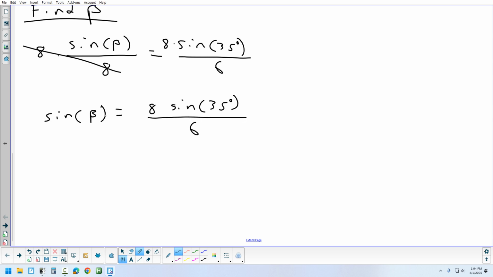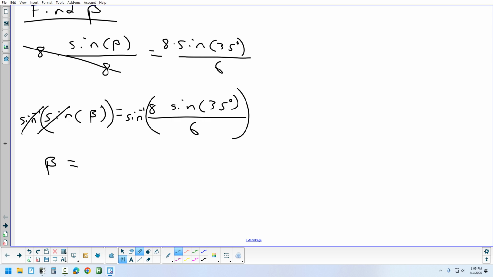Now, what do we have to get rid of on the left? Sine. And you do the inverse. Yep, we're going to take the inverse sine on both sides. What happens on the left when we do that? Cancels. Yeah, the inverse sine and regular sine. It's like doing plus 6 minus 6. They cancel each other out.